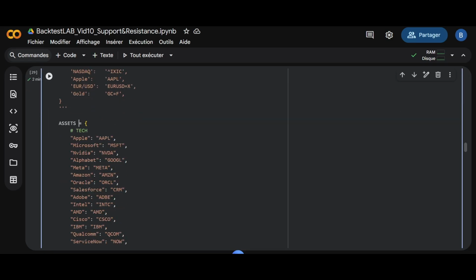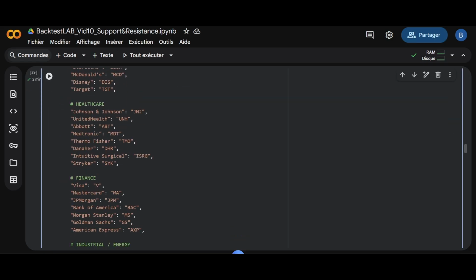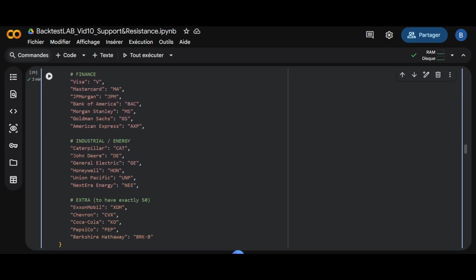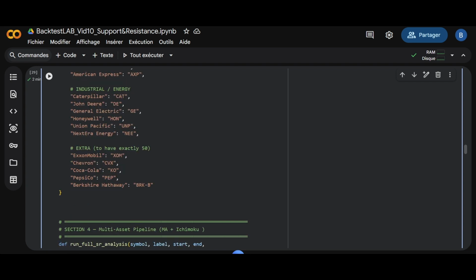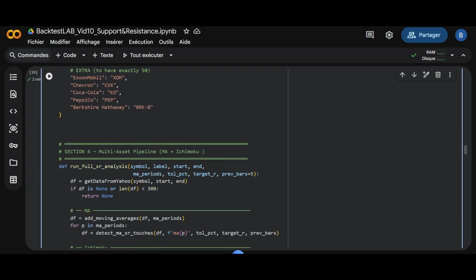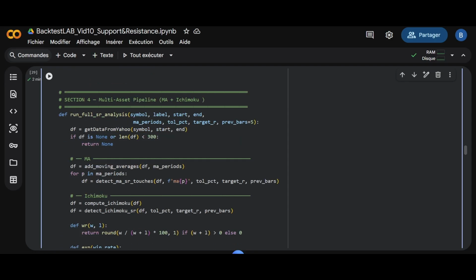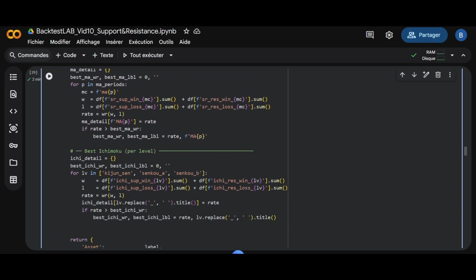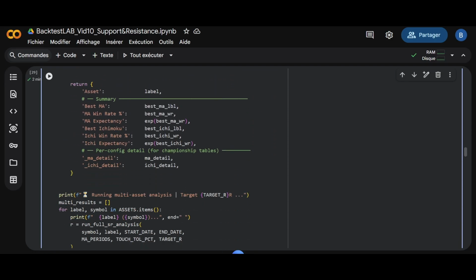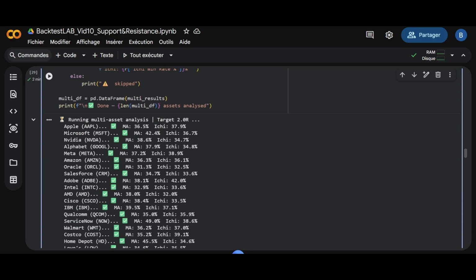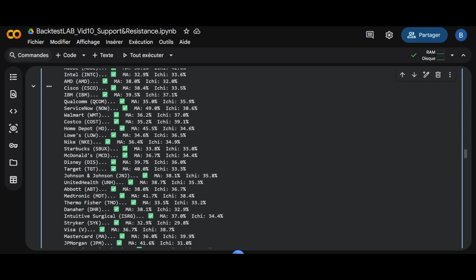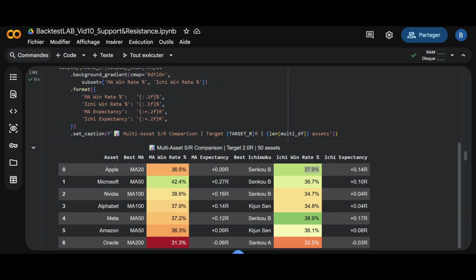Here I am using 50 different assets, and this is where things become really interesting, because maybe some assets respect support and resistance much more than others, and maybe trending markets produce cleaner reactions, what we saw in the previous video of the golden cross. So this is why we are testing different assets. So here we can run the function and we can have the results for each stock. We can have it in a nice table.